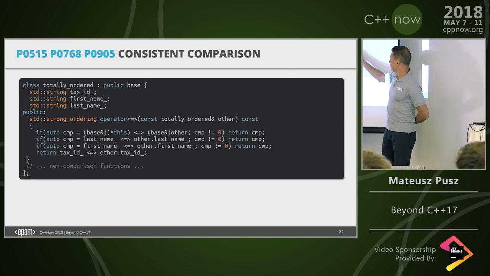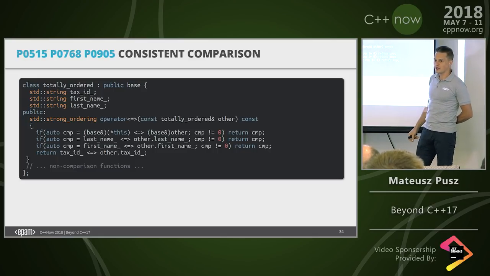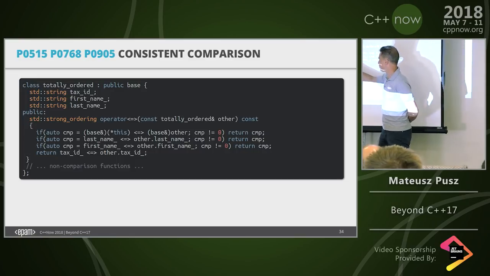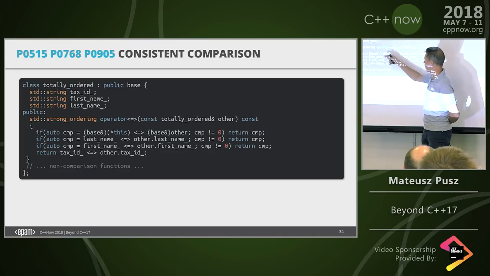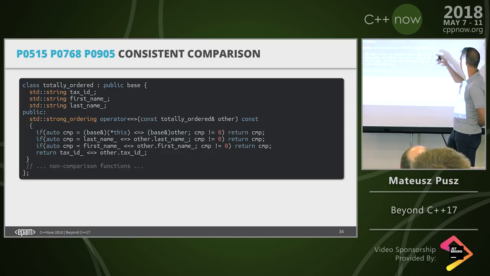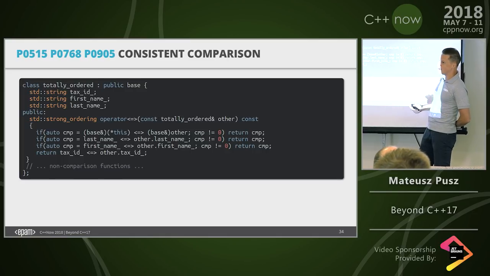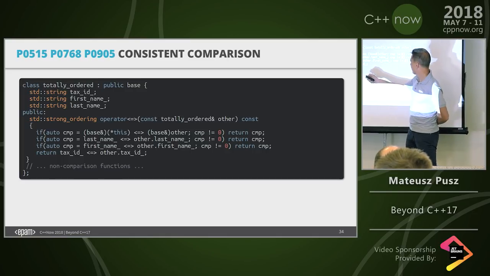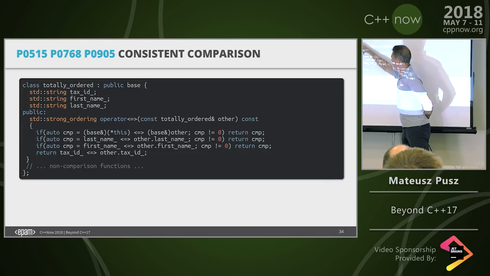Okay, so this is how you do it if you would like to have something different than the default order, or a different implementation provided by the compiler. Basically you can say that you want the strong ordering, and this type supports strong ordering, and you want to provide things in the reverse order than the compiler will do by itself. So first we compare base classes, and then we compare last name, first name, and tax ID.